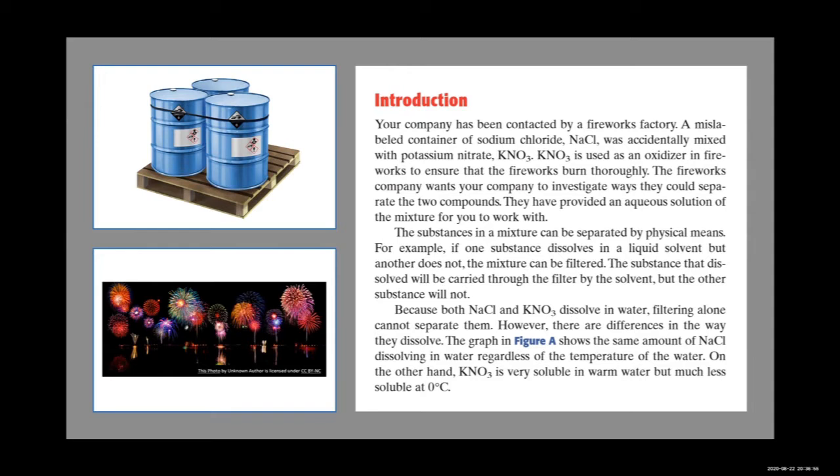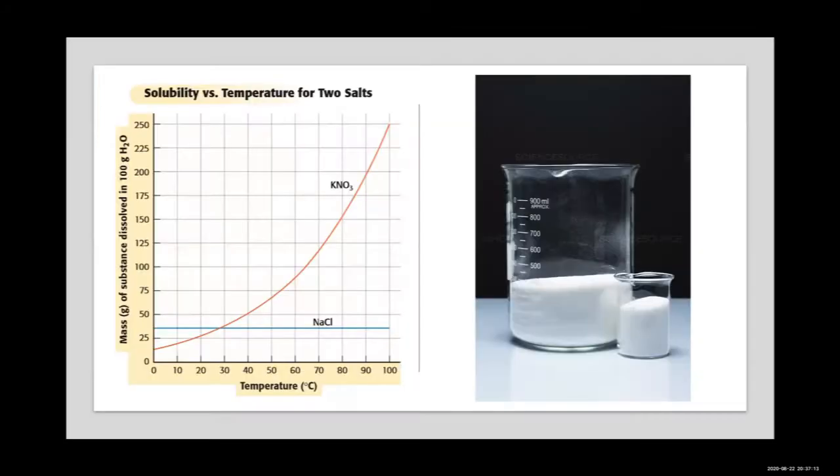However, there are differences in the way they dissolve. The graph in Figure A, which we'll see in a moment, shows the same amount of sodium chloride dissolving in water regardless of the temperature of the water. On the other hand, potassium nitrate is very soluble in warm water, but much less soluble at 0 degrees Celsius.